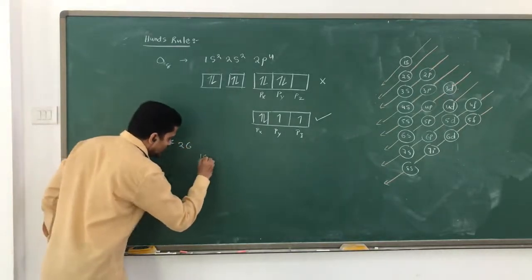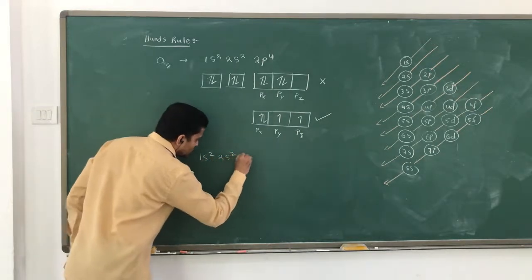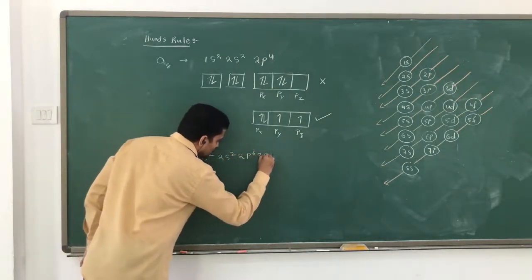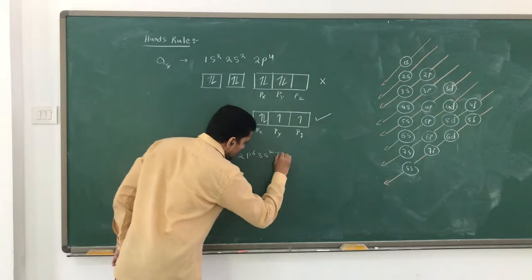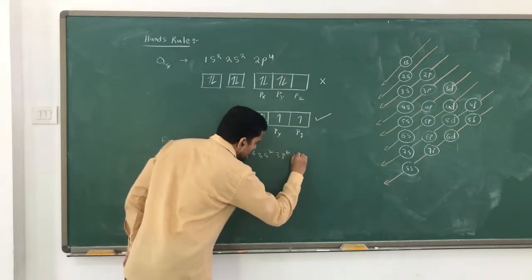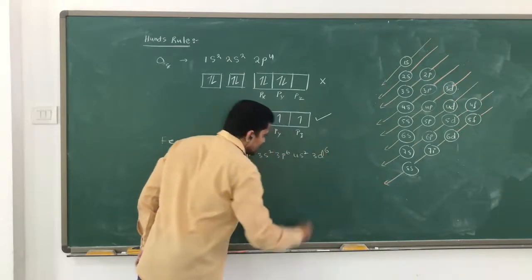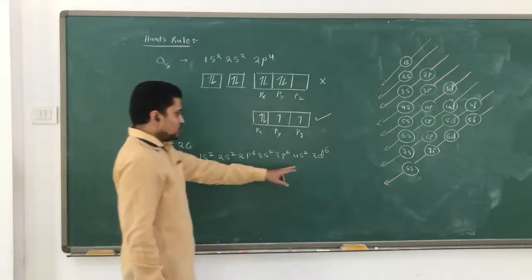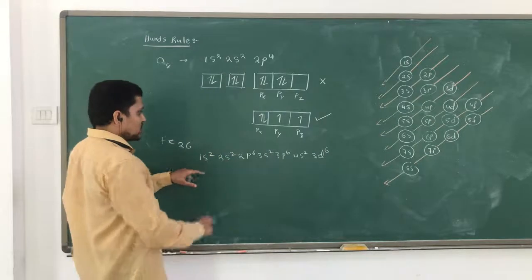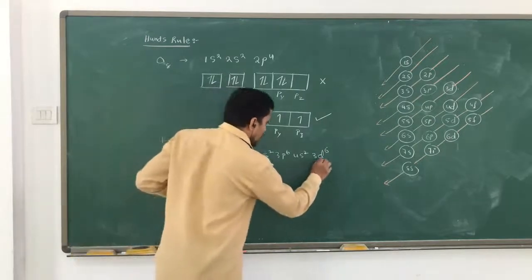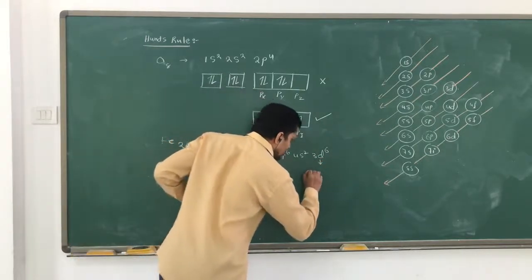So here 1s2, 2s2, 2p6, 3s2, 3p6, 4s2, 3d6. Okay. Now suppose all of them are just filling the electron. If I write it orbital-wise, I can write. Now I'm just showing this d, how this d is going to be filled.